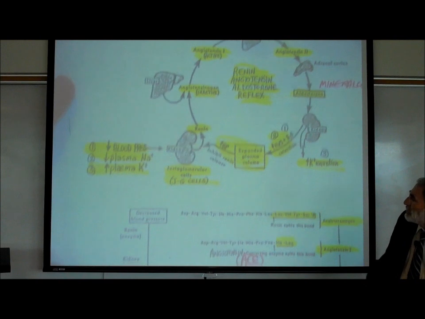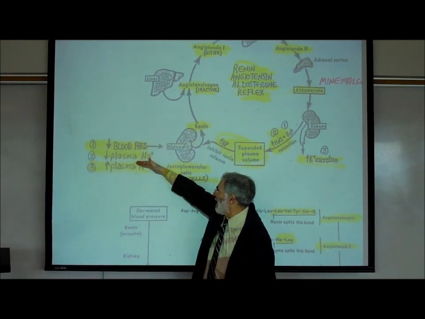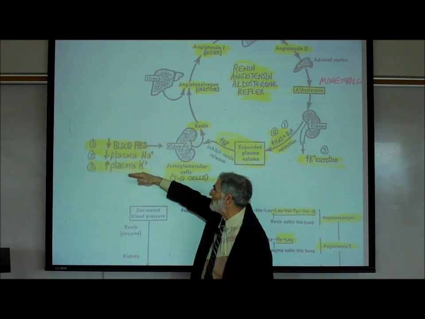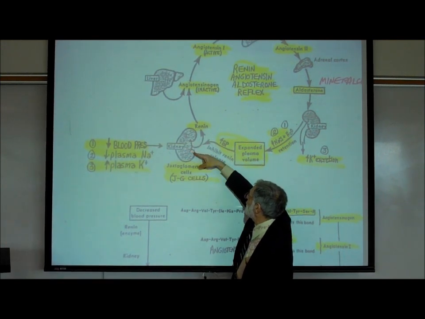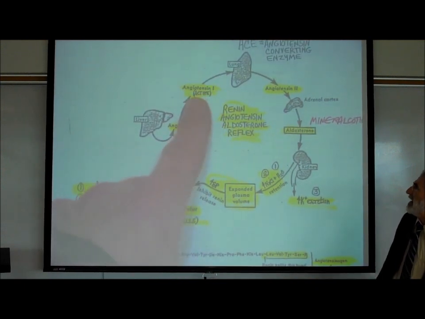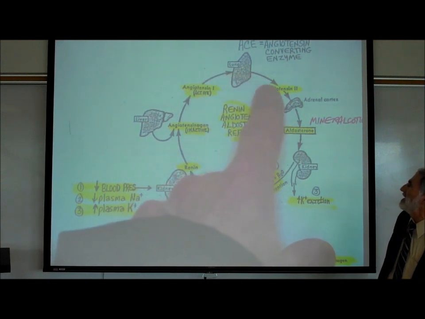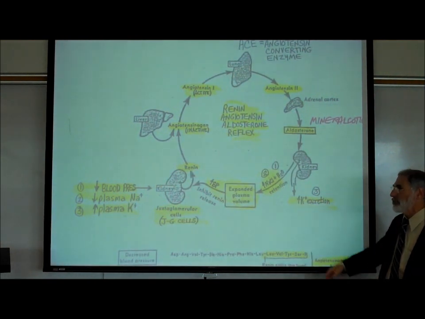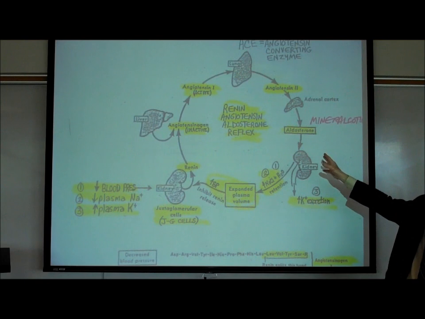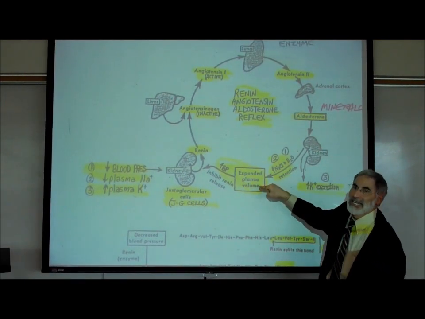You'll notice that what triggered this whole reflex was a drop in blood pressure, a drop in sodium levels, a rise in potassium, which caused the kidneys to release renin. Renin activates angiotensinogen into angiotensin 1. This enzyme in the lung converts angiotensin 1 into angiotensin 2, which causes the adrenal cortex to release aldosterone. And what does aldosterone do? It comes right back to the kidney again and causes the kidney to make these changes.